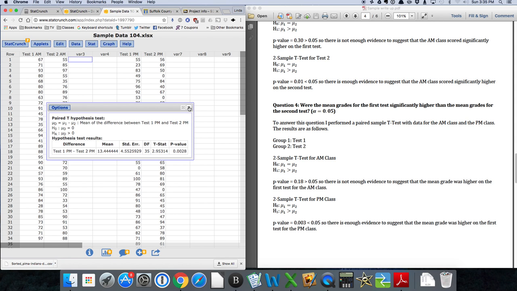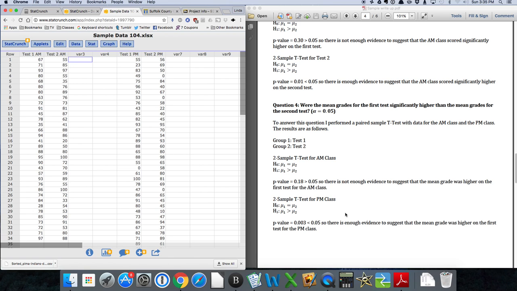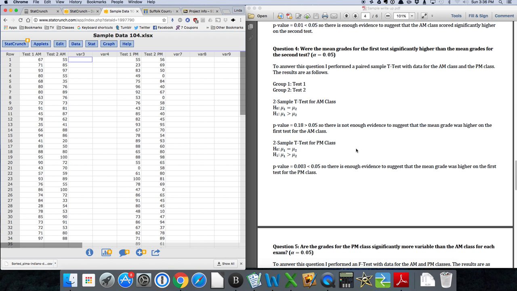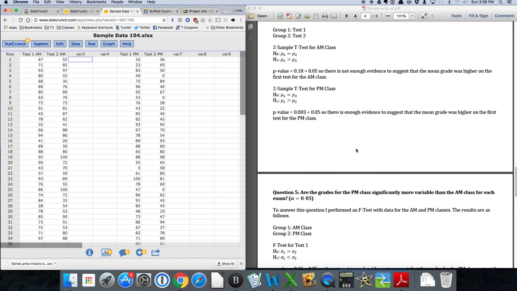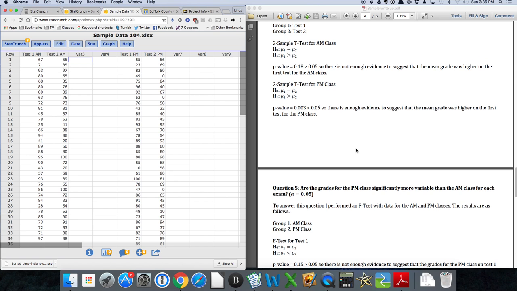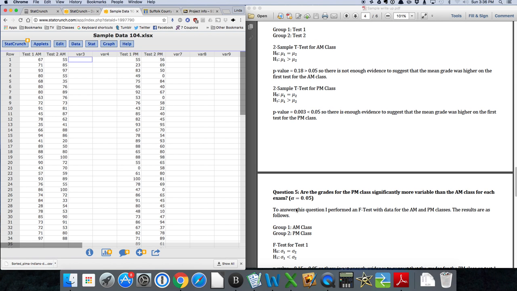Alright, so we've got information about which grades we think might be higher. So the next thing I want to look at here is the variability. Alright, so are the grades for the PM class more variable than the AM class for each exam? Alright, and we're going to do that again at an alpha of 0.05. So group 1 is going to be the AM class, group 2 is going to be the PM class, because that's what we're comparing. Alright, we're going to do it for each exam.